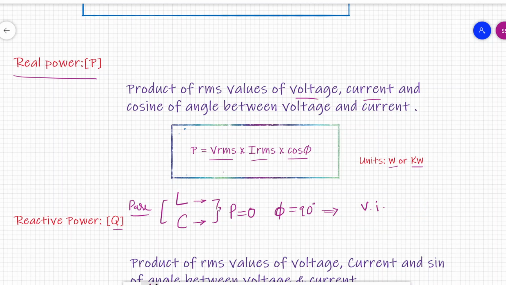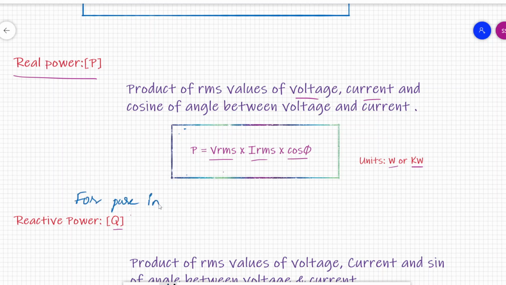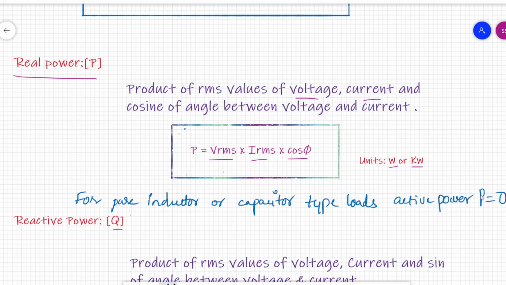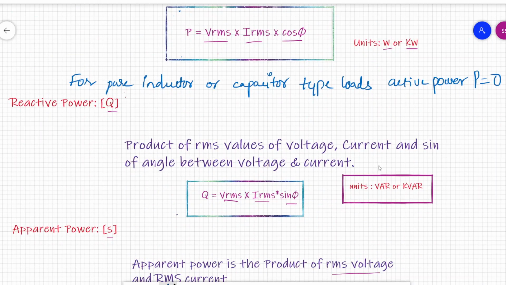So let me write here, for pure inductor or capacitor type loads, active power or real power is 0. P is 0. So we are done with types of power.